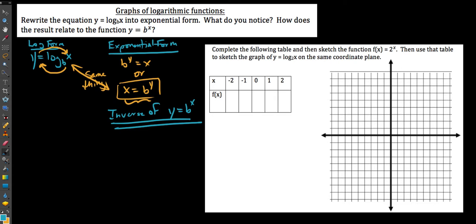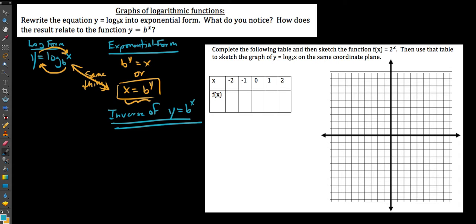That is to say their domains and ranges are going to be switched, their behaviors are going to be switched, and it's going to be reflected over the line y equals x from the graph of y equals b to the x. So when we graph y equals log base b of x, it's just a reflection over the line y equals x of the graph of y equals b to the x.